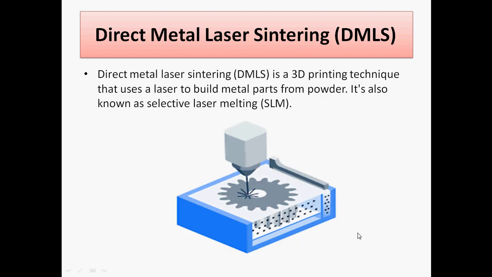The next is about direct metal sintering. So DMLS is a printing technique that is used to build parts from powder. It is also known as selective laser melting. So here the metal parts are built up from the powder by the laser. So this is direct metal laser sintering, which is useful for metals.